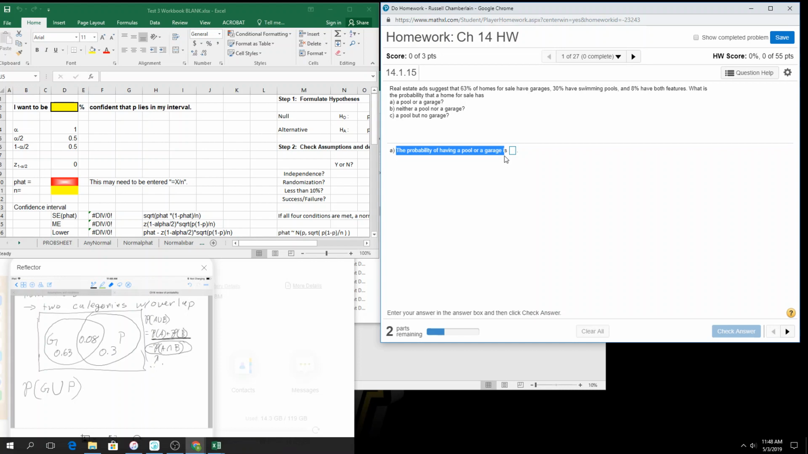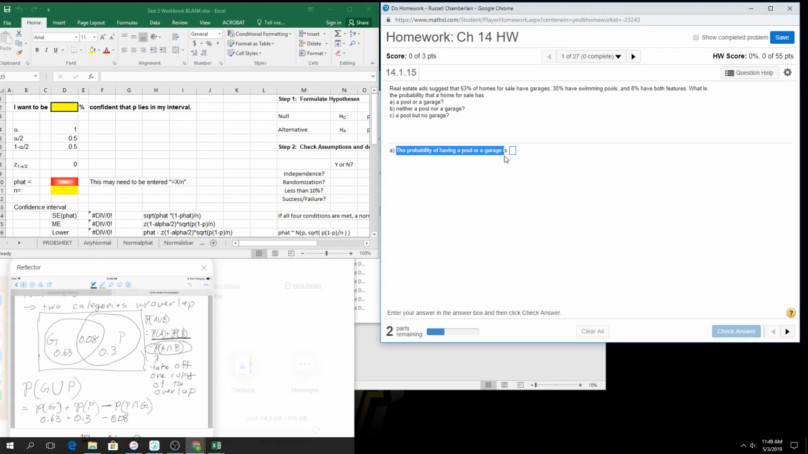Subtracting off one copy of the overlap is how I talk about that. Okay, so what is this? This is going to be probability garage plus probability pool minus probability pool and garage. So this one's 0.63 plus 0.3 minus 0.08.